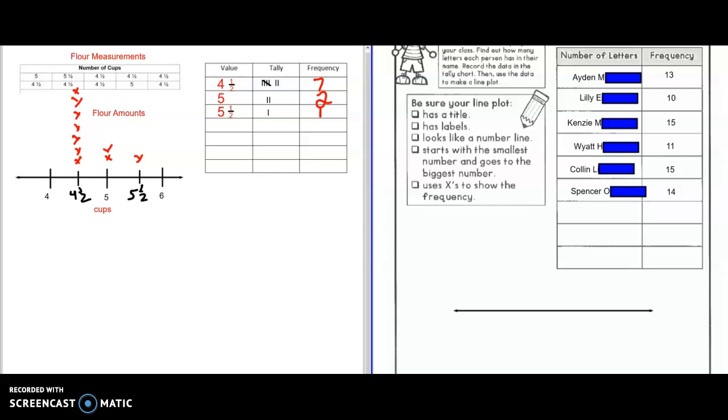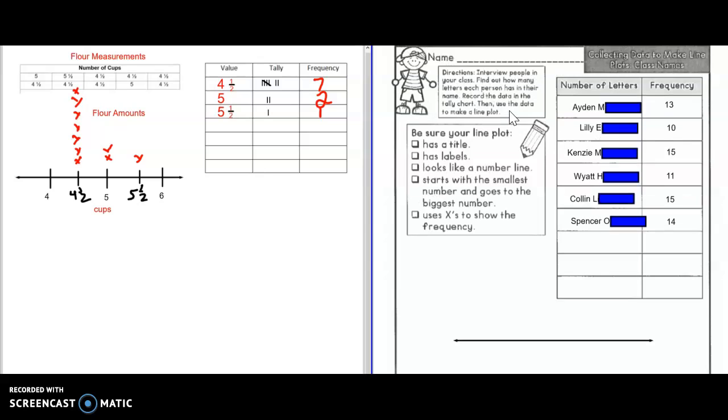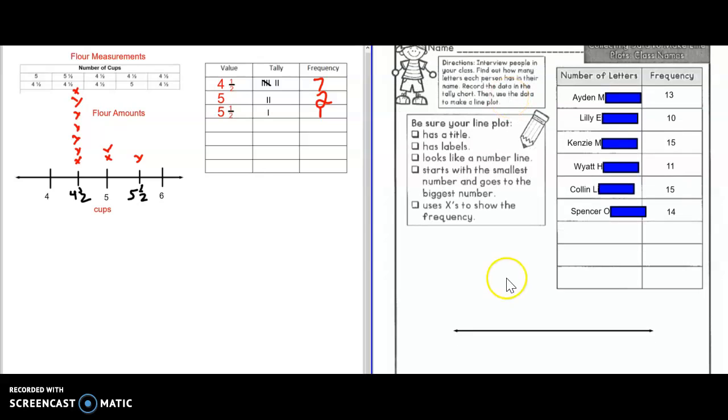So my title, I don't know. Let's think about what the title could be for this. How about class names? We'll just use something from the information above. So we're going to put our title there of class names. Our label for our number scale, well, our numbers are representing the number of letters in each person's name. Okay, so that's going to be our label there.